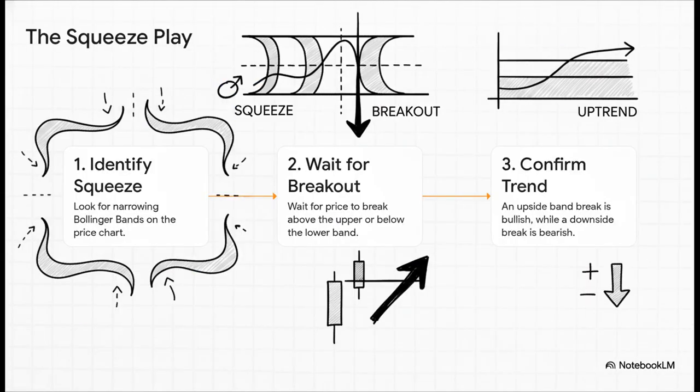So, how does the strategy actually play out? Well, it's a pretty straightforward three-step process. First, you spot the squeeze, when the bands get nice and narrow. Step 2, you patiently wait for the breakout. That's when the price makes a decisive move and closes outside the bands. And third, you confirm the new trend. A break above the upper band, that's typically seen as bullish. A break below the lower band, that's bearish.